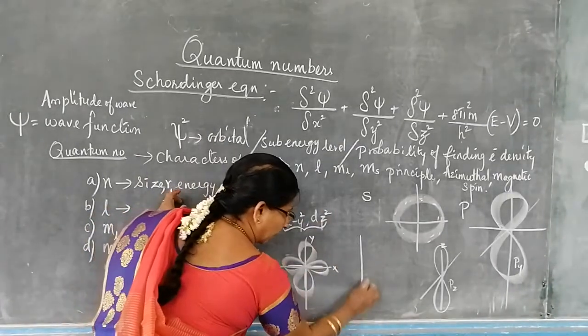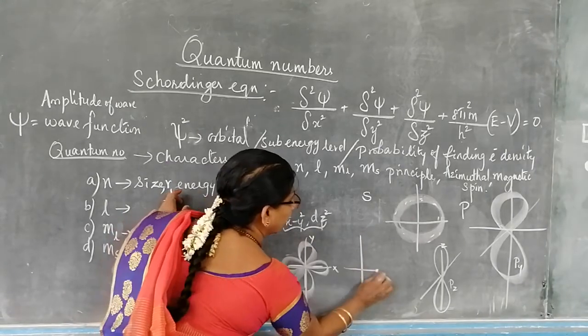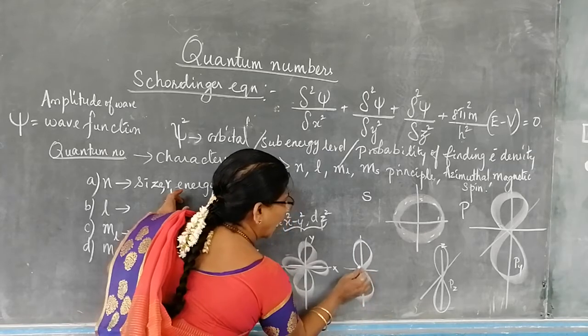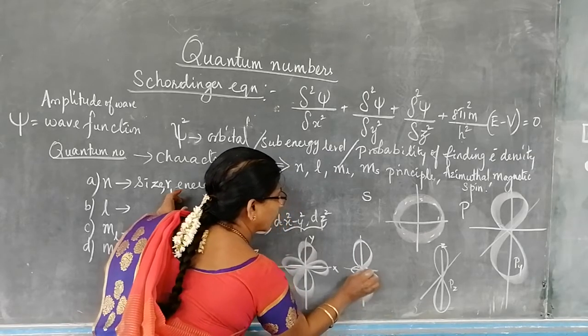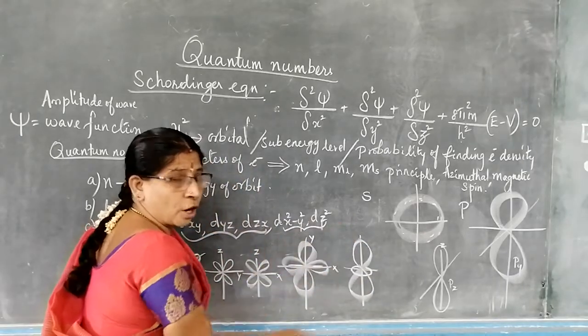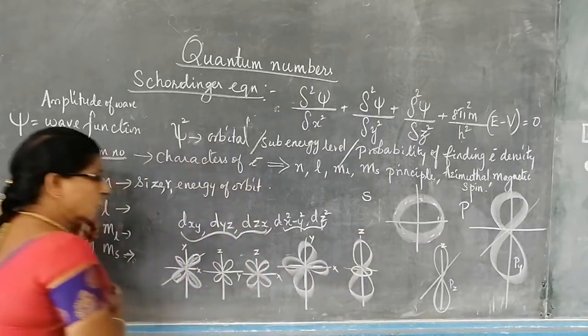How are we going to draw the dz square? It is only one lobe and one ring. Electron density is present. Like Saturn, you might have seen. Planet Saturn used to be drawn like that only. It is Z. So are you all clear?